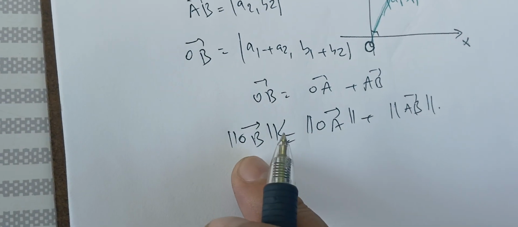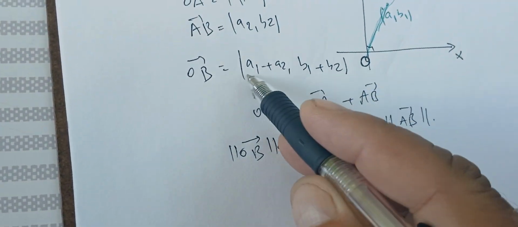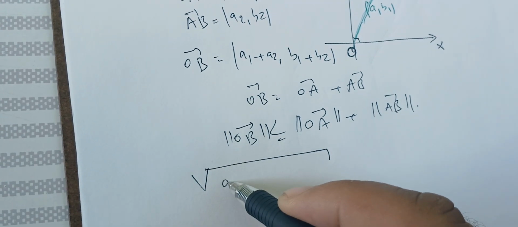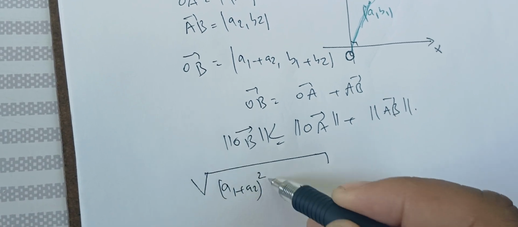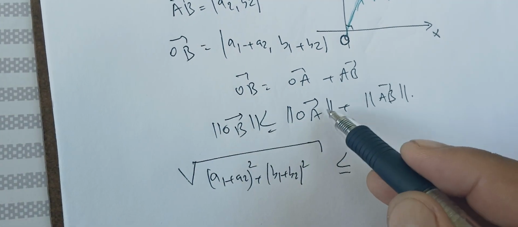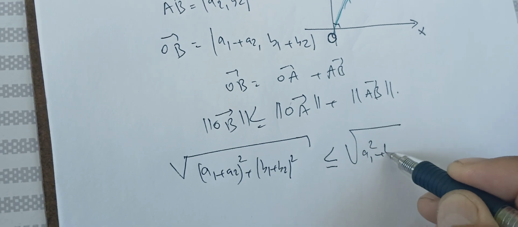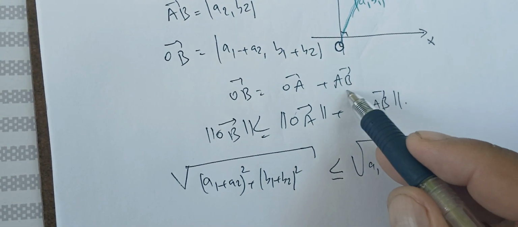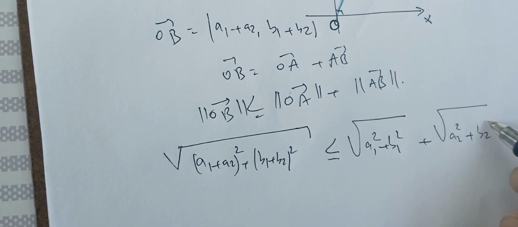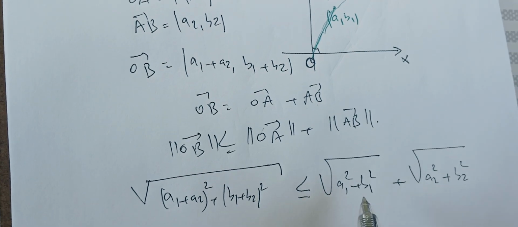The norm of OB is just the square root of (a1 + a2) squared plus (b1 + b2) squared. It's going to be less than or equal to the norm of OA, which is just the square root of a1 squared plus b1 squared, plus the norm of AB, which is the square root of a2 squared plus b2 squared. And in this case, we prove the result very quickly.